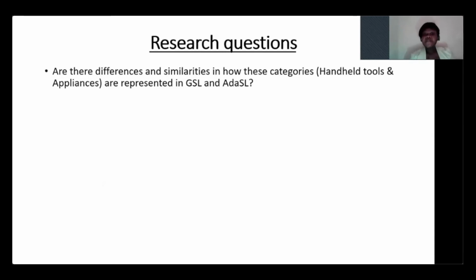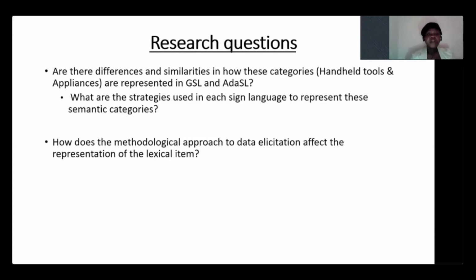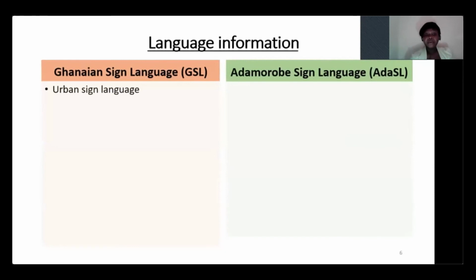So the first question is, are there differences and similarities in how these categories, that is handheld tools and appliances, are presented in GSL or Ghanaian Sign Language and Adambrobe Sign Language? What are the strategies used in each sign language to represent these semantic categories? I'll look at the effect of the methodology in eliciting data and how it affected the representation of the lexical items. And I'll consider iconicity, which is form, meaning, resemblance mapping, and look at how it contributes to lexical variation in sign language. So we're looking at 2 sign languages here, Ghanaian Sign Language and Adambrobe Sign Language.